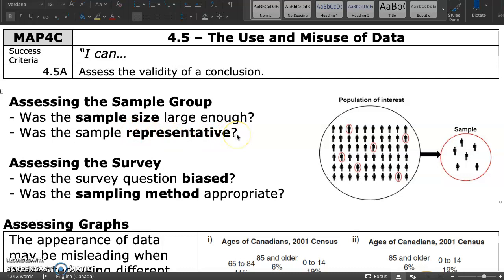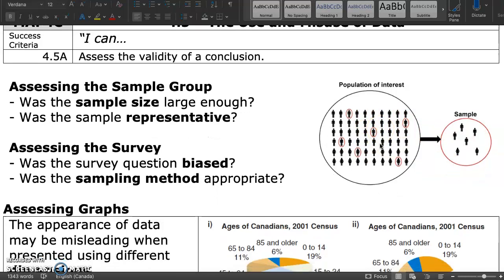Was the sample representative? If your sample is collected in a non-random way, in some way that might have people being selected that have specific characteristics that are similar, that aren't as proportionately represented in the population, then this sample is biased. It has characteristics that are different than the actual population.